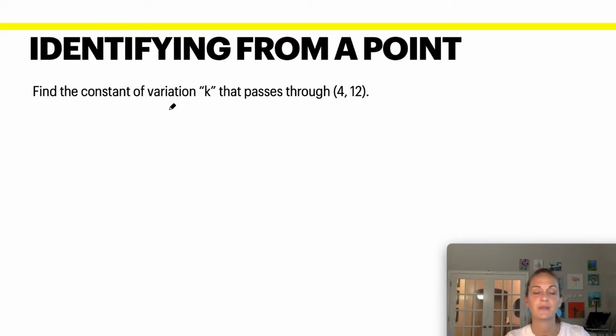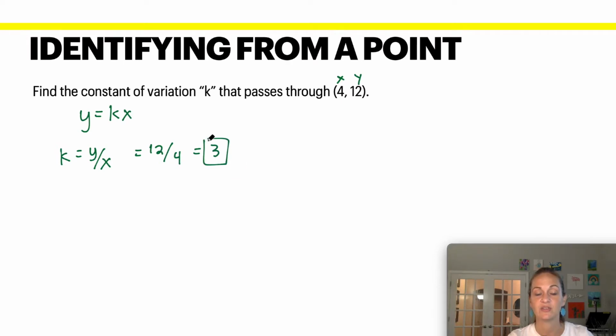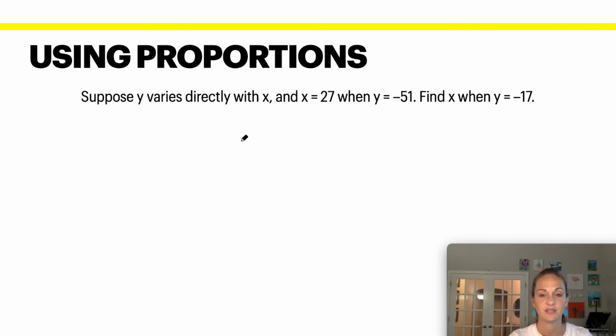To determine from a point, we know that the equation is represented by y equals kx. We know our x value, we know our y value. We just determined that k is represented by y divided by x. So we know that y is 12, we know that x is 4. 12 divided by 4 is 3. So therefore, our constant of variation is 3. We can also use proportions to find different values.